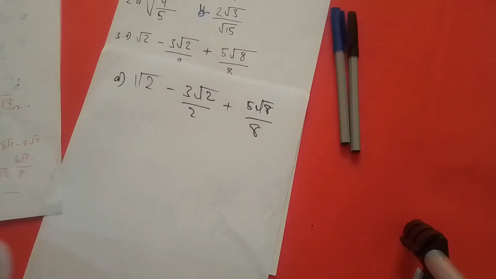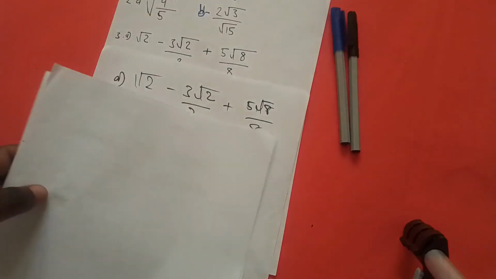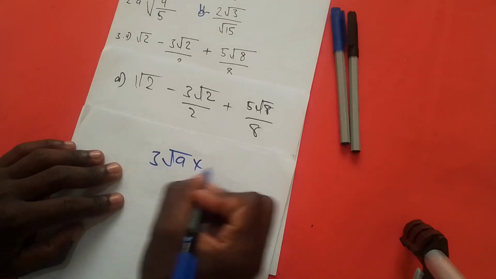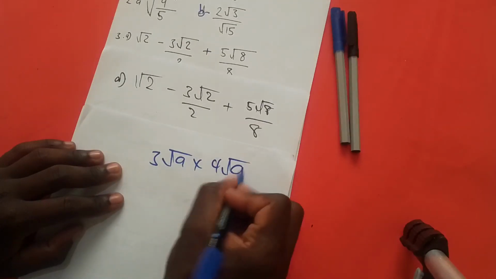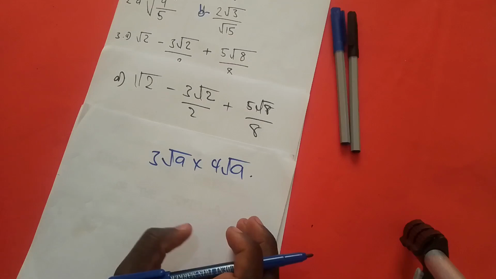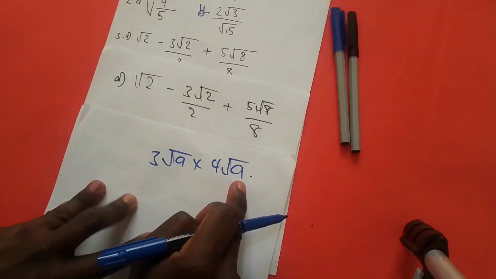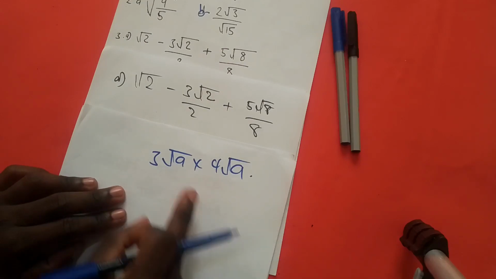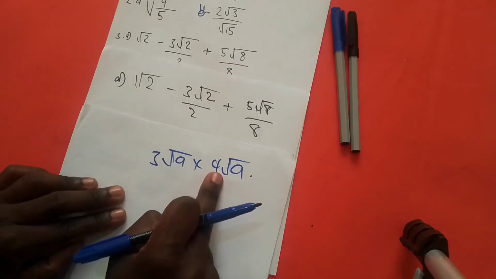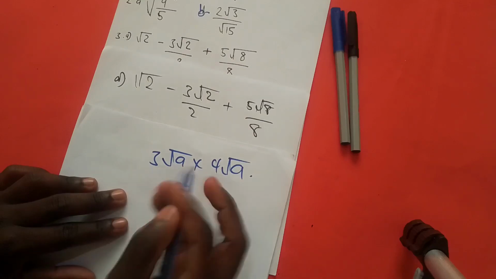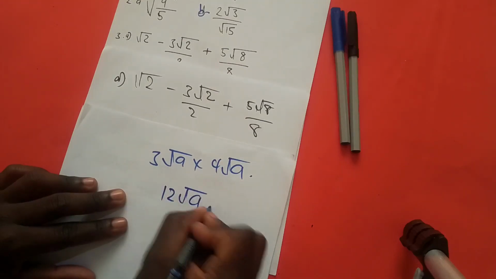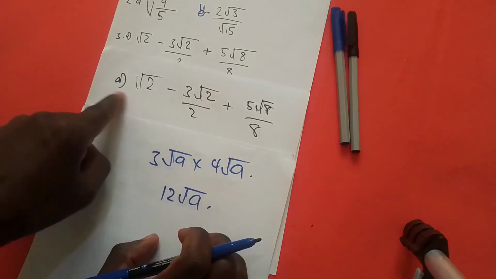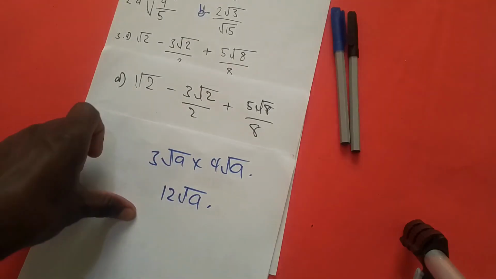Before we simplify this expression, I want to show you something. Let's say we have 3 root a times 4 root a. As long as what's under the root sign is the same, we have root a here and root a here, you just multiply the numbers that are outside the root signs. In this case, we have 3 and 4, therefore if we multiply 3 and 4, we get 12 root a. That will be the solution. So we are going to use that when we're simplifying this expression. Keep that in mind.